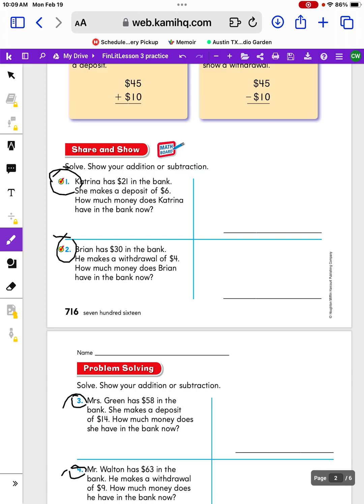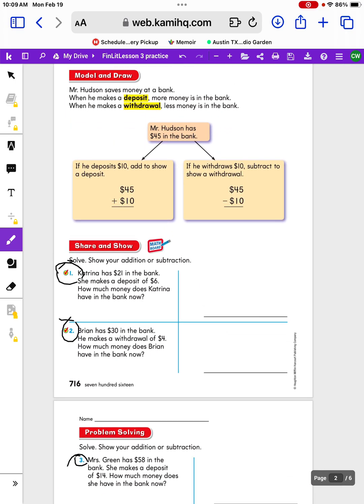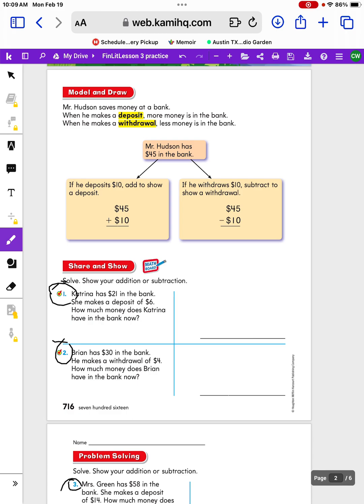Number 1, Katrina has $21 in the bank. She makes a deposit of $6. How much money does Katrina have in the bank now? So much like over here, let's look at the top because I skipped over this, but this is important. So Mr. Hudson saves money at a bank. When he makes a deposit, more money is in the bank, right? He's adding, just like on our anchor chart. Depositing is adding money to it. When he makes a withdrawal, less money is in the bank. So remember, withdrawing is taking money away.